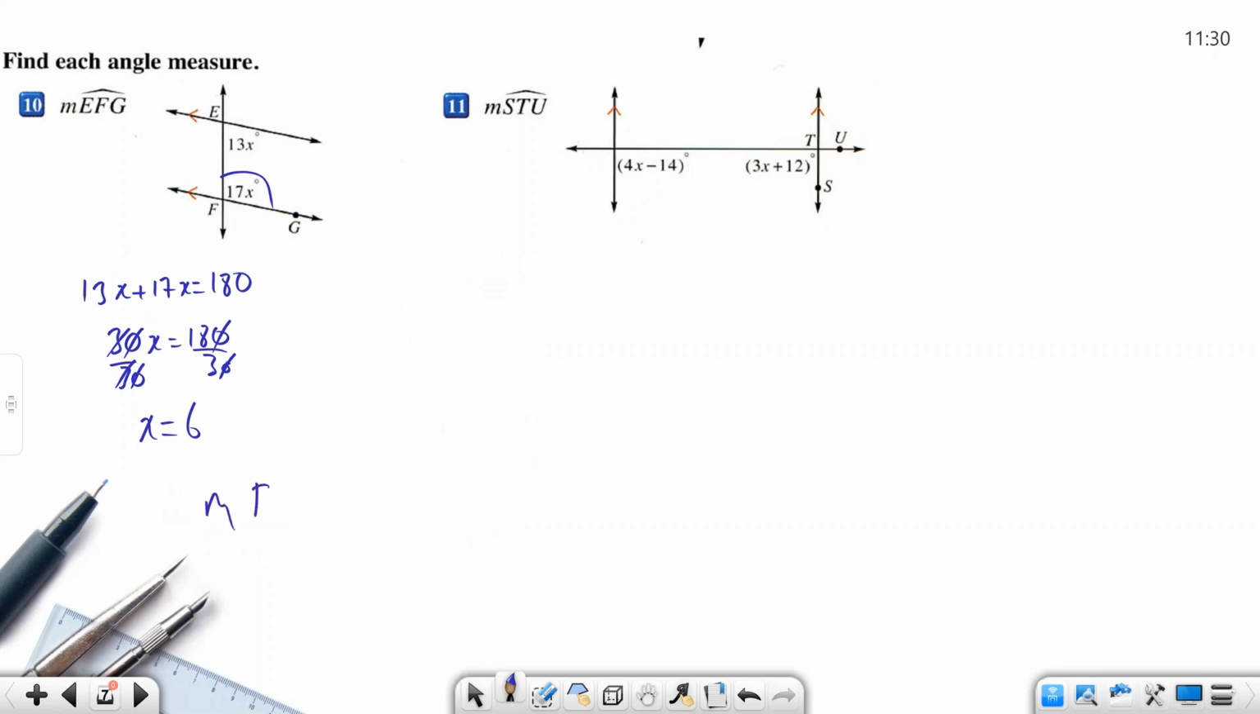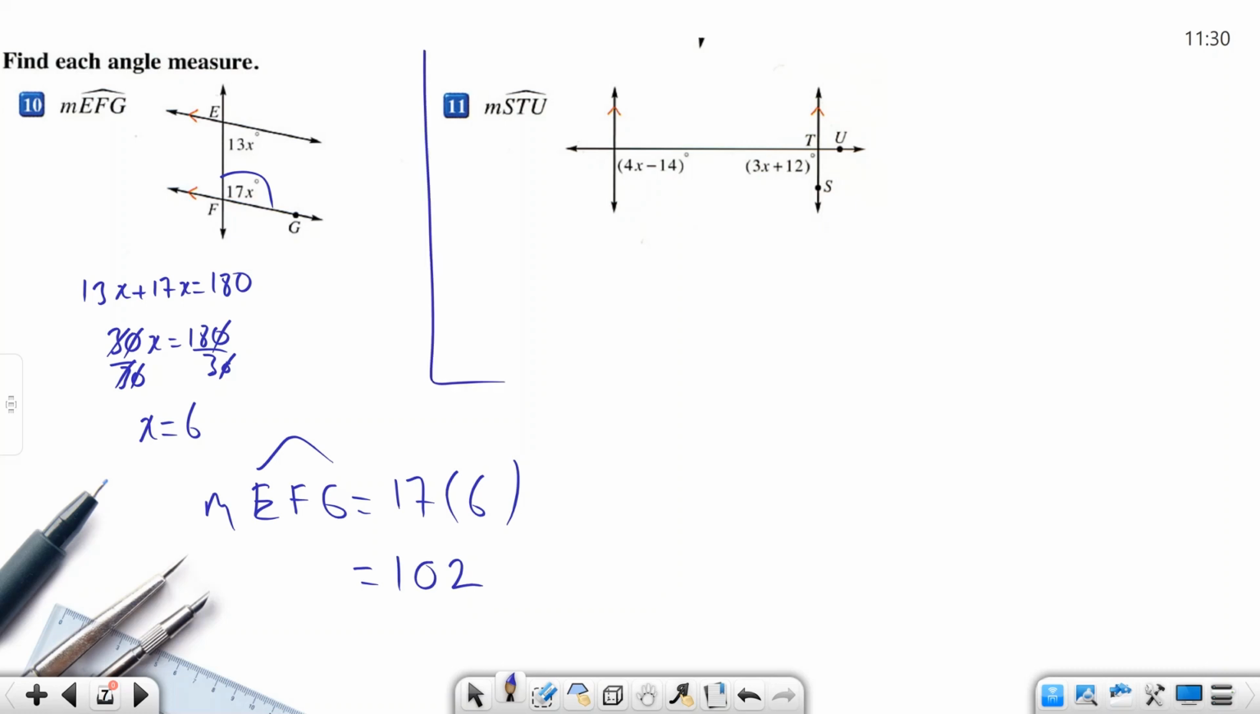So measure of EFG, it's equal 17 times what is x? 6. So 17 times 6, 4 in my 100 to 102. Okay, let's cut it here.